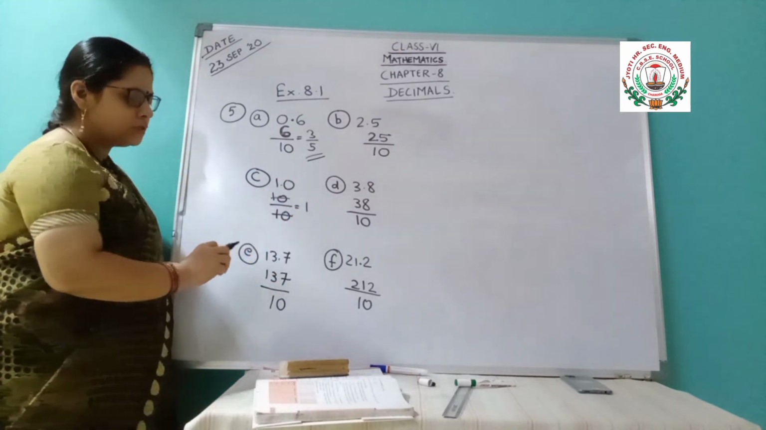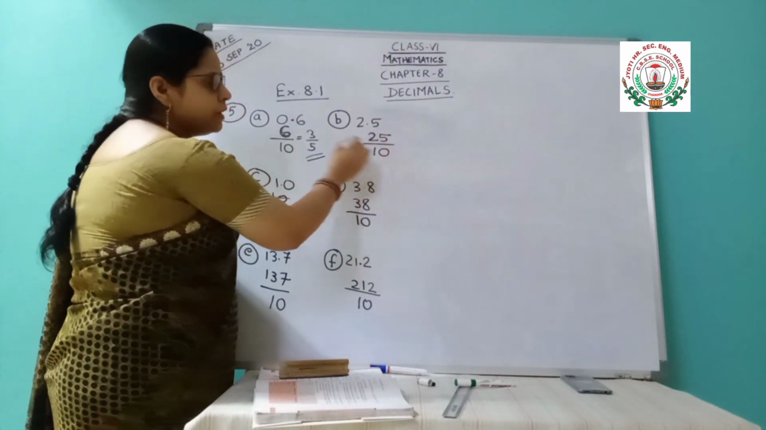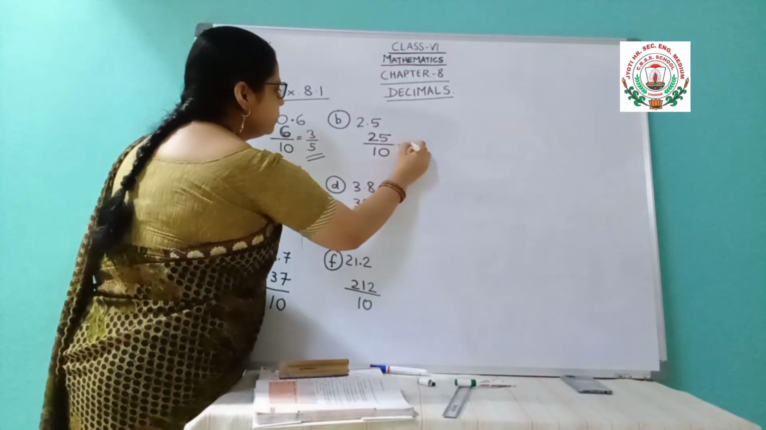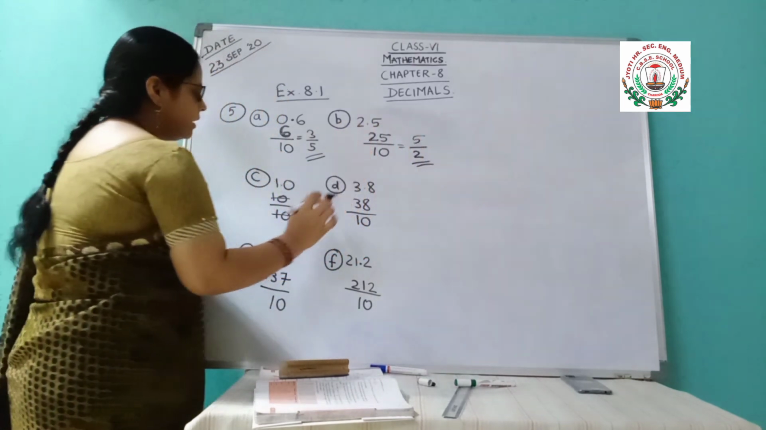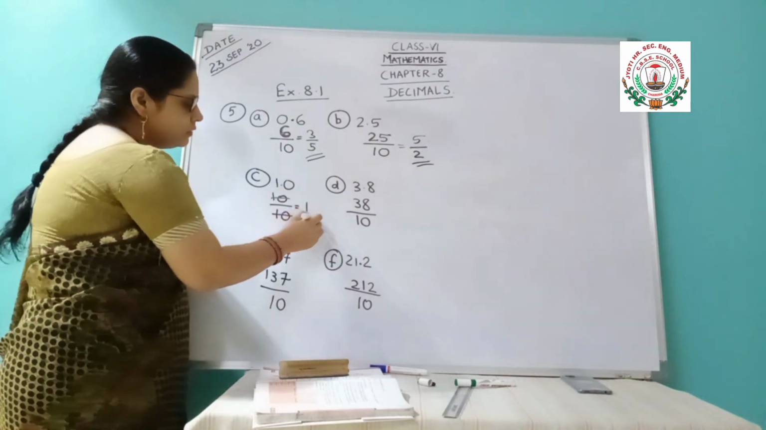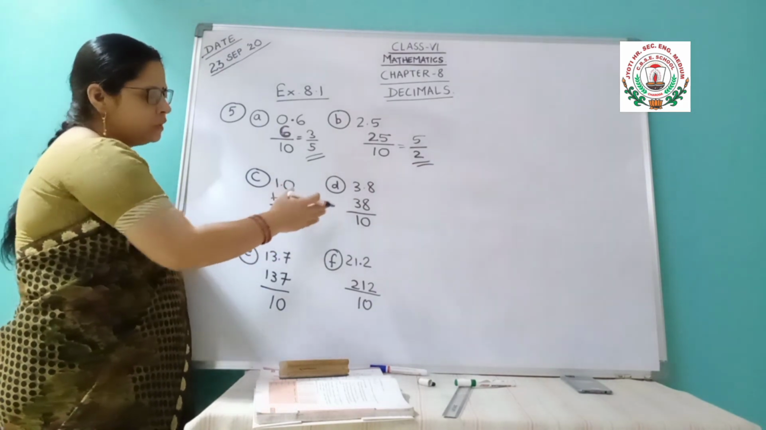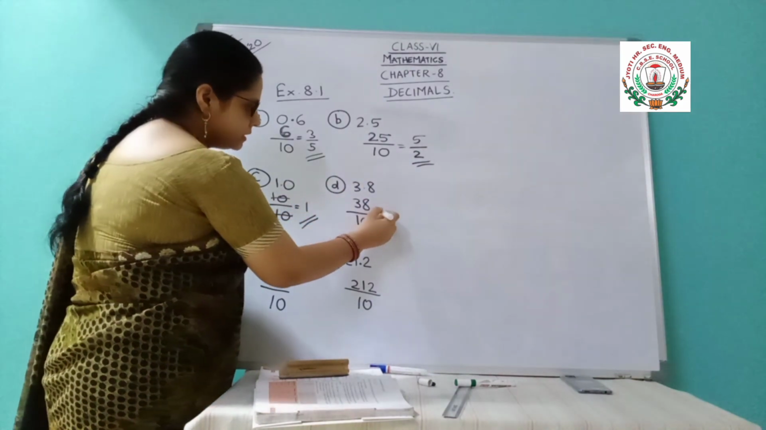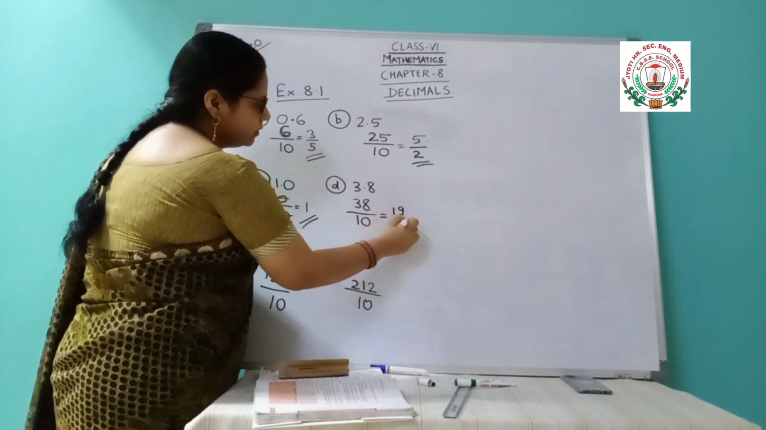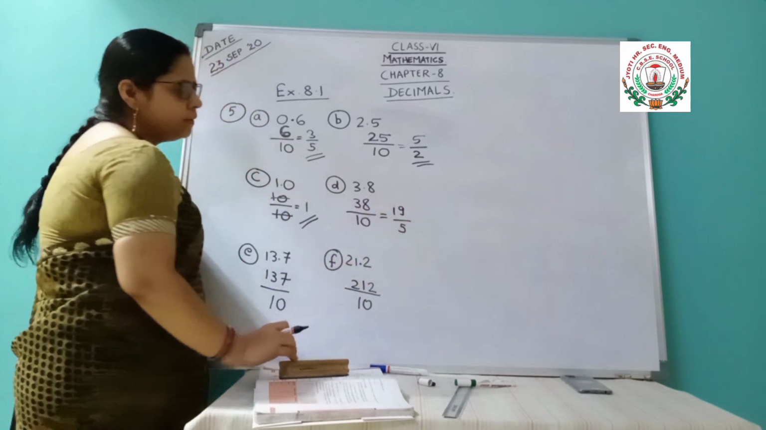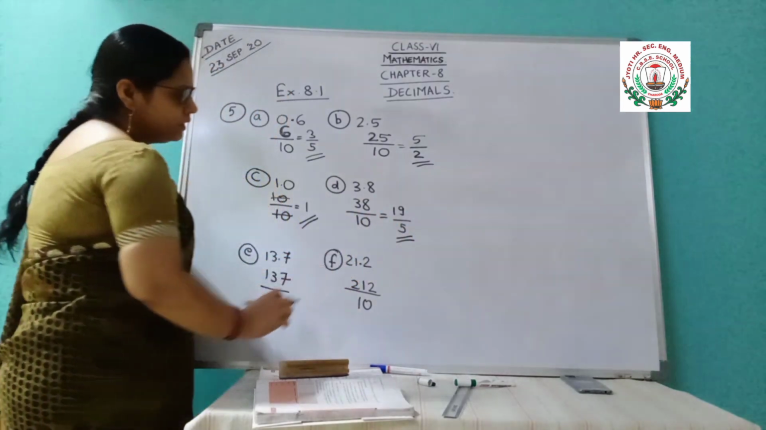Now you have to convert to the lowest form. This one we have already done. Now this one, table of 5 both are coming. So 5 fives are 25, 5 twos are 10. Now these are prime numbers, so this will be your answer. Here we have already done, it is 1, so 1 is the answer. Now 38 and 10, we are not getting it directly, so we will start with the table of 2. So 2 ones are 2, 2 nines are 18 and 2 fives are 10. 19 is a prime number and 5 is also a prime number, so here we will leave the answer.